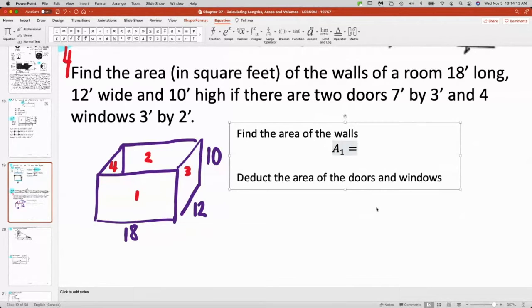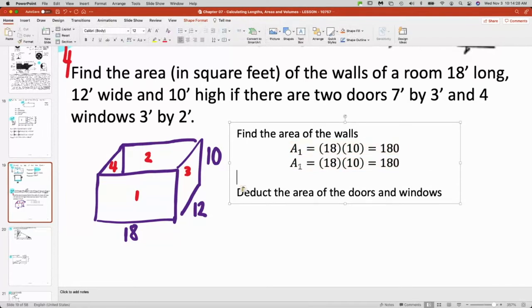So what's the area of the first wall? Can someone let me know in the chat? 180, thank you. Once we're done this calculation, I'm going to show you how to do this faster because this is too slow. That's the area of the first wall. It's also the area of the second wall.